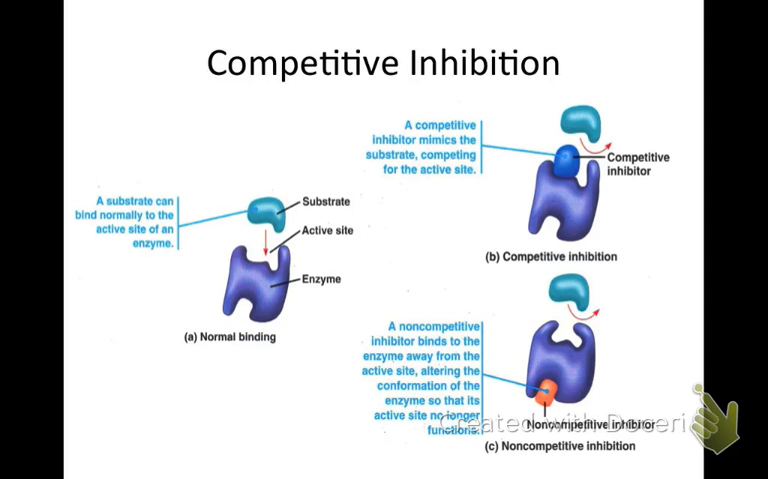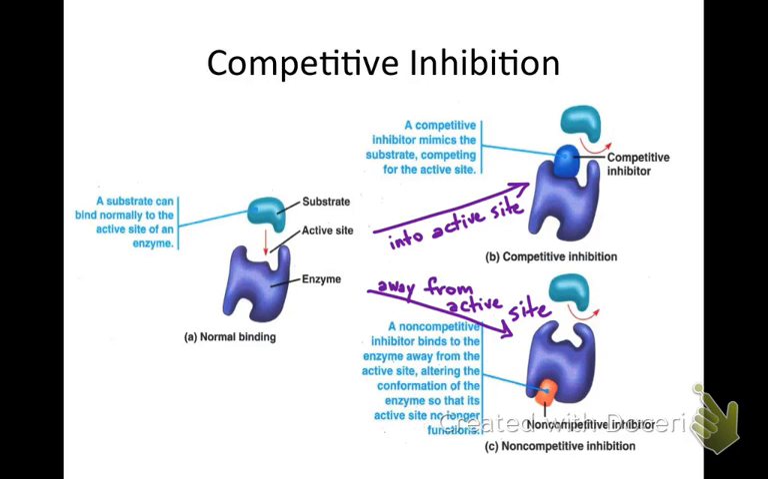Inhibitors can be competitive or allosteric. Note the difference in where the inhibitor binds. You've got one binding into the active site. It is competing. It's the competitive inhibitor. You've got one binding away from the active site. It is non-competitive or allosteric.